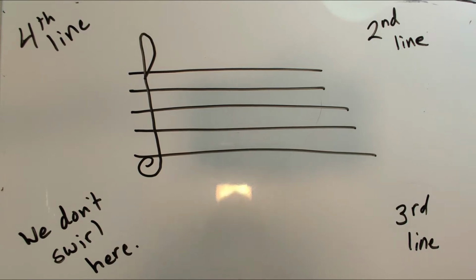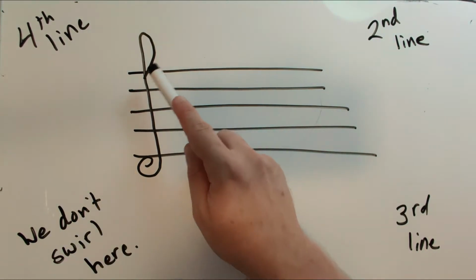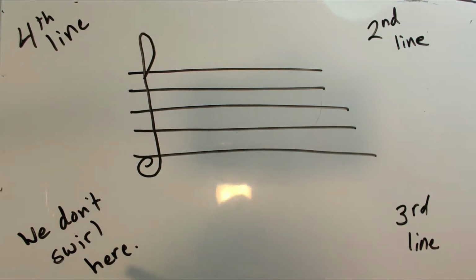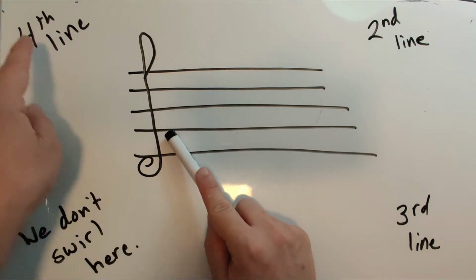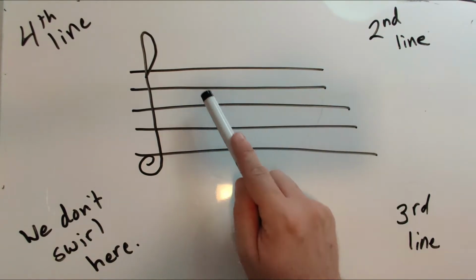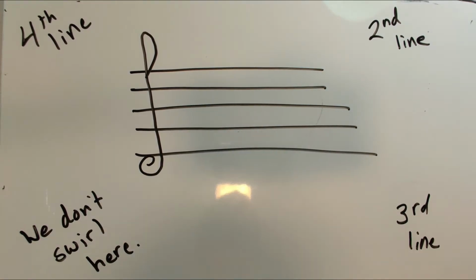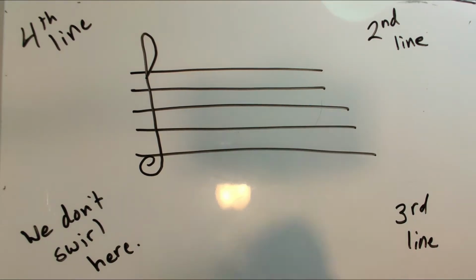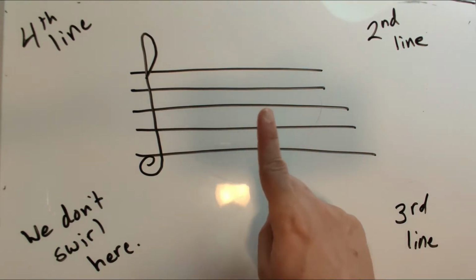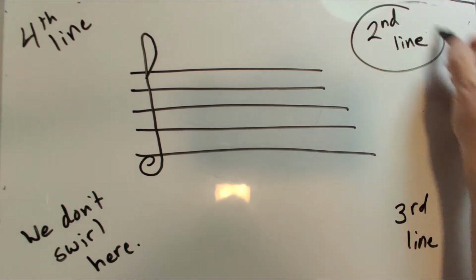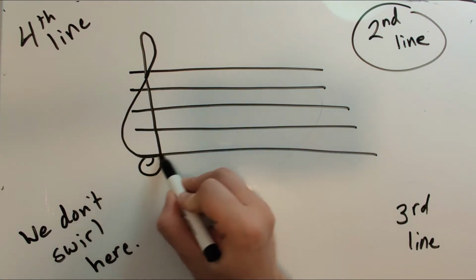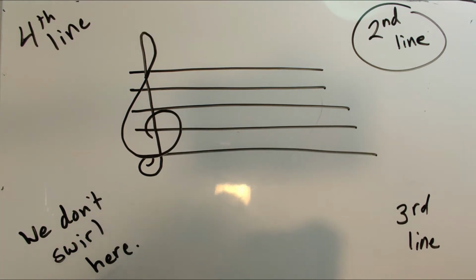Next question. When we draw our treble clef, where do we put the swirl? Do we put the swirl on the second line, the fourth line, the third line, or we don't swirl here? You got 3 seconds. We swirl it around the second line. There you go. Again, that's important. You got to remember that.